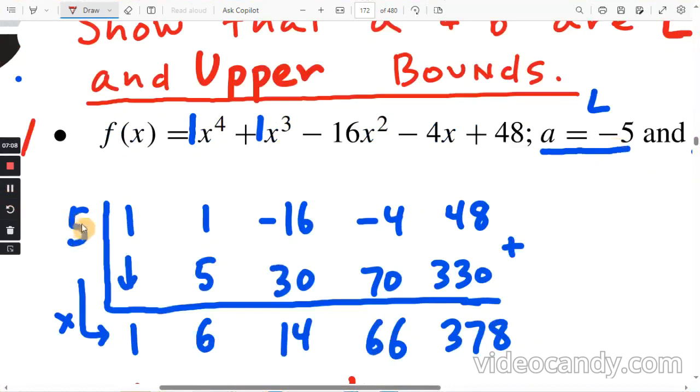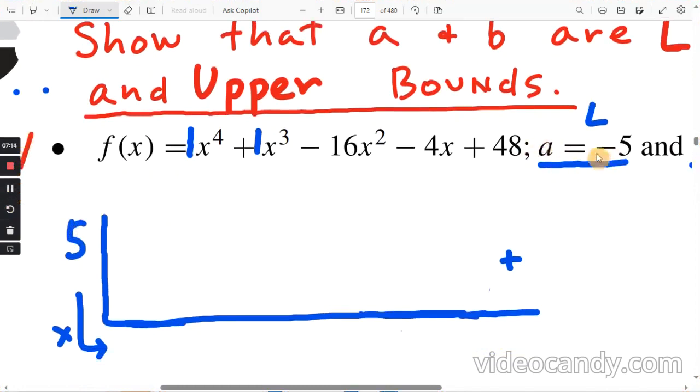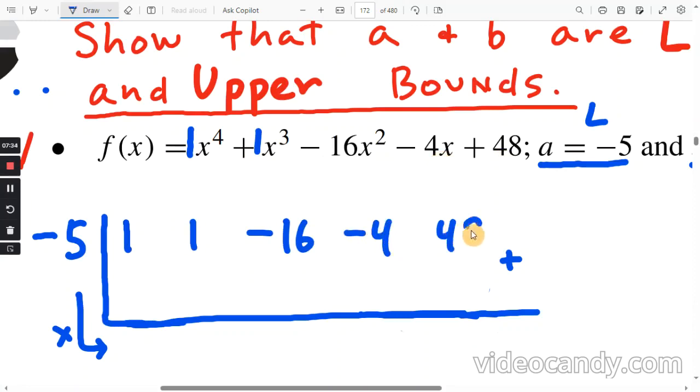So I'm going to use negative 5 here. All right, we did the upper bound of positive 5. Now we're doing the lower bound, which is negative 5. Okay, the coefficients are the same. The polynomial function is the same. So we have 1, 1, negative 16, negative 4 and positive 48. All right, so same function.